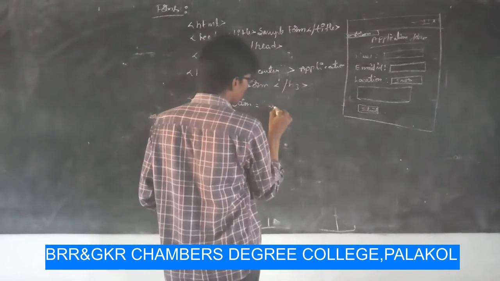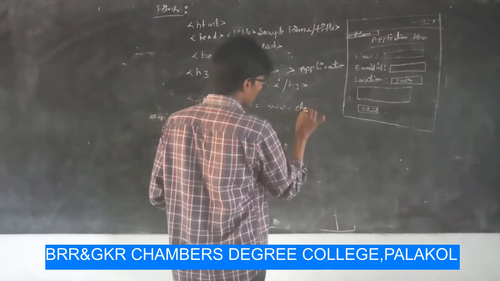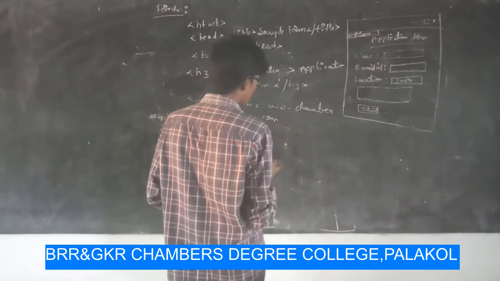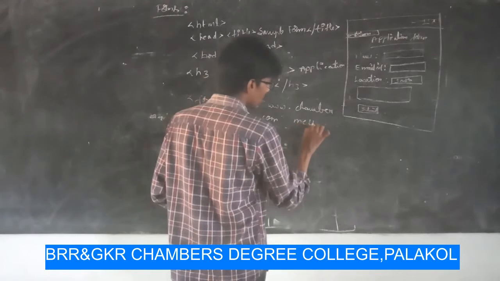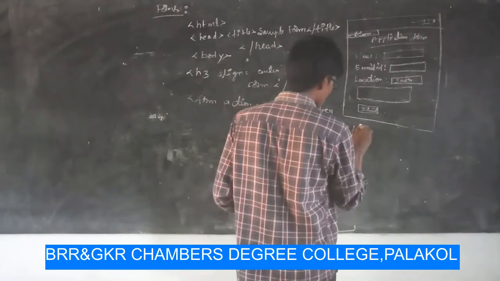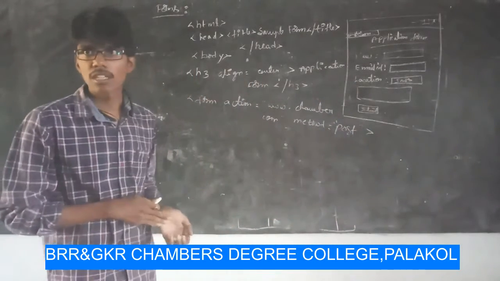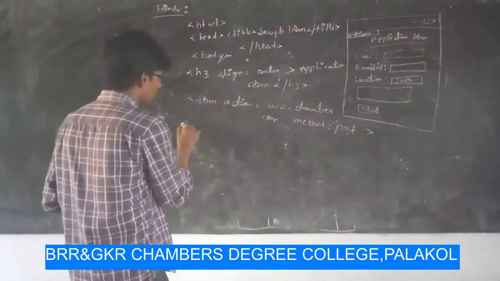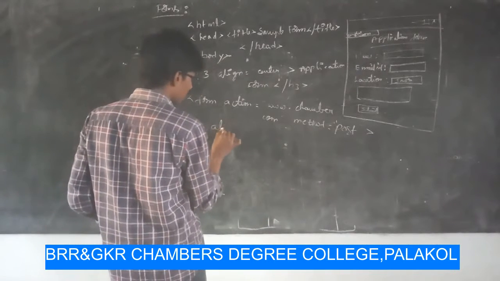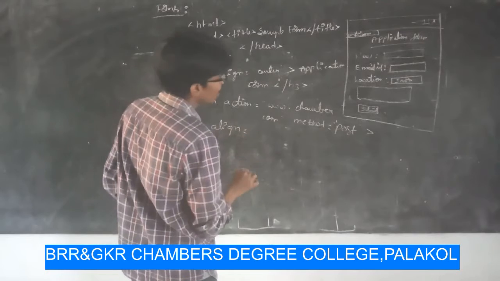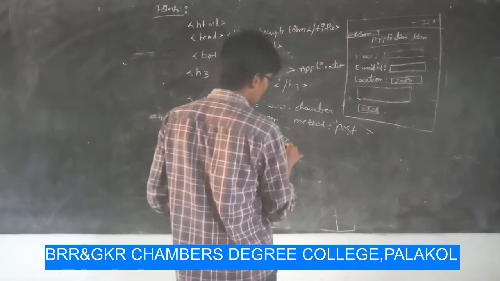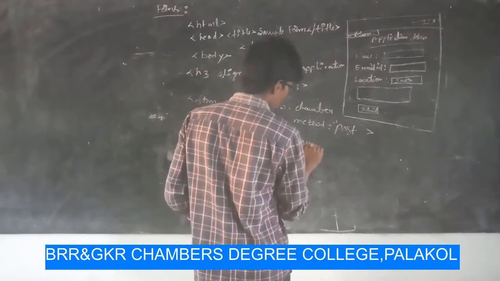Okay. For example, it is an application form for any college, chambers.com. Okay. And after that, method equal to, you want to post the data, so mention the post keyword. After that, there is a field to create. First one is P, paragraph, align equal to center. There you mention the name. Okay.